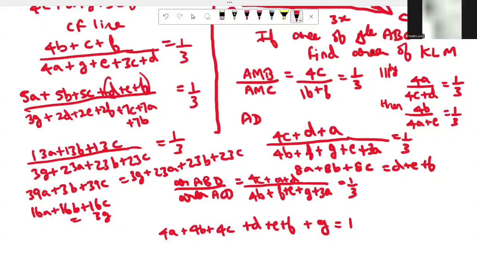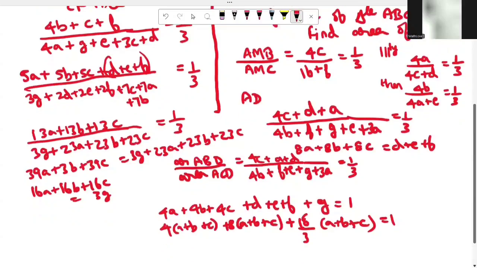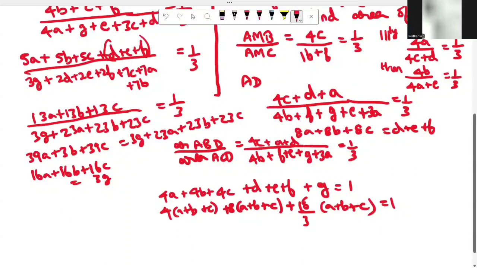And G will be equal to 16 by 3 times A plus B plus C. So we have 4 times A plus B plus C plus 8 times A plus B plus C plus 16 by 3 times A plus B plus C, adding up to 1. So 12 plus 24, 36, 36 plus 16, coming to 52 by 3 times A plus B plus C equal to 1. So A plus B plus C value is 3 by 52.